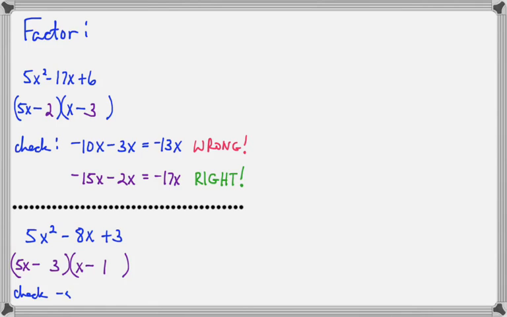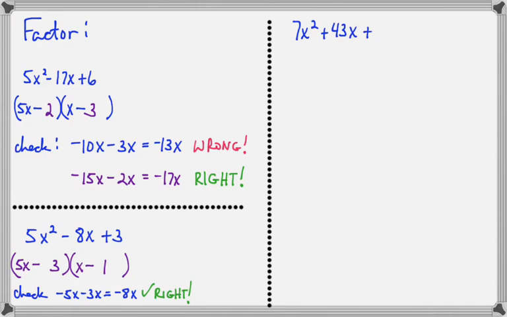then you'll see outer times outer gives us negative 5x. Inner times inner gives us negative 3x. Together that makes negative 8x, which is correct. So this one's correct already. Let's try a new one.